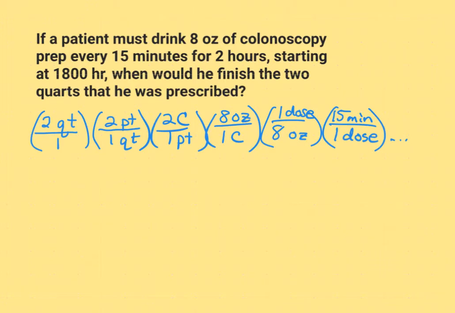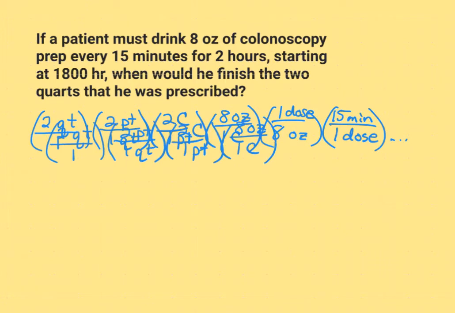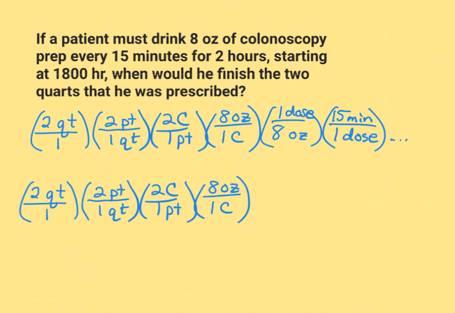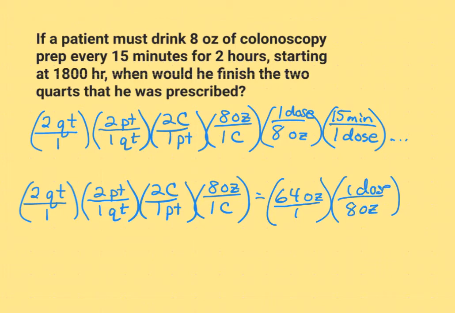So let's take the first part of this dimensional analysis and let's calculate that. 2 times 2 is 4, times 2 is 8, times 8 is 64 ounces. Now I could have pulled a little more of that dimensional analysis down here because we're still going to have to divide by the number of ounces in 1 dose to find out how many doses we have. So that's pretty easy. 64 divided by 8 is 8. So he'll be taking 8 doses over that 2 hours.